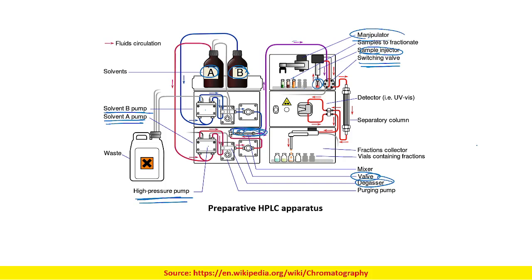So in that way, you have inserted the sample into the column, and then consequently you will have the mobile phase which will be trying to push the analytes or the samples within the column. Okay, then you have these columns, and whatever output you are getting from this column goes through the detector. Over here you have this detector, and then the fractions are being collected.